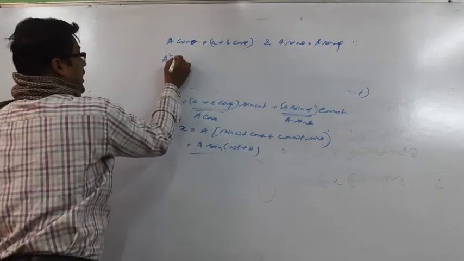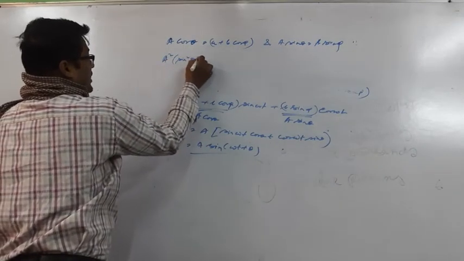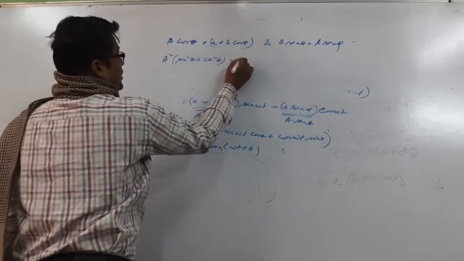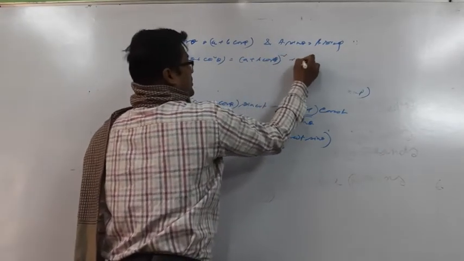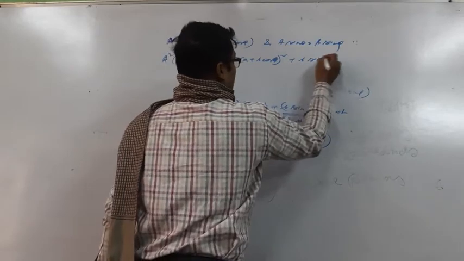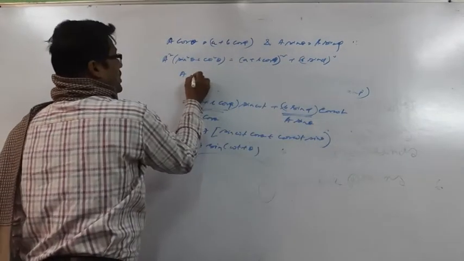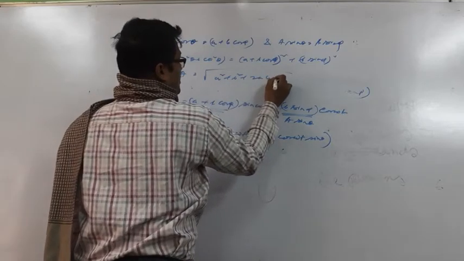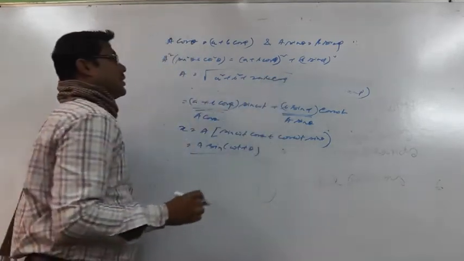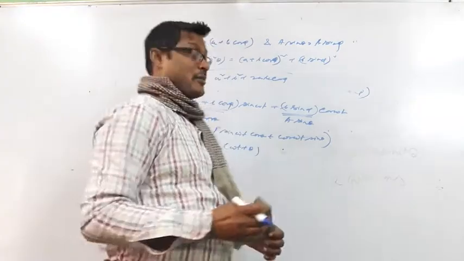So if we square and add them, A square (sin square theta plus cos square theta) equal to (a plus b cos phi) whole square plus (b sin phi) whole square. Then we get A equal to root of a square plus b square plus 2ab cos phi. Okay. This is the resultant amplitude.